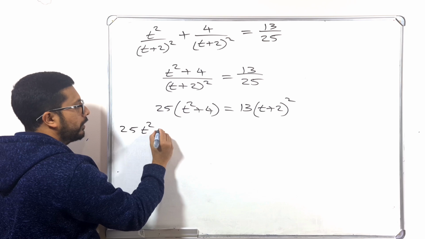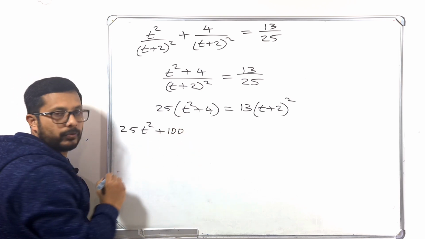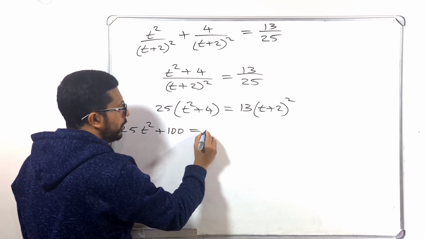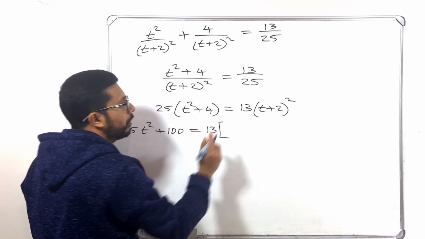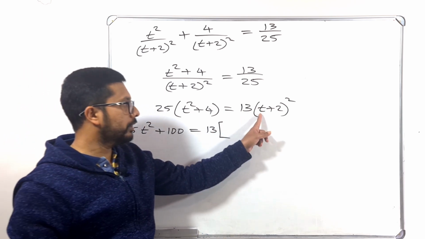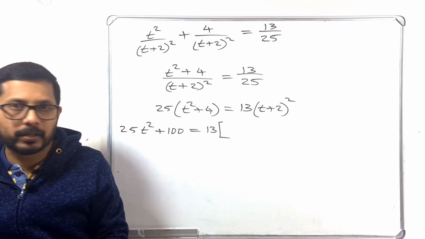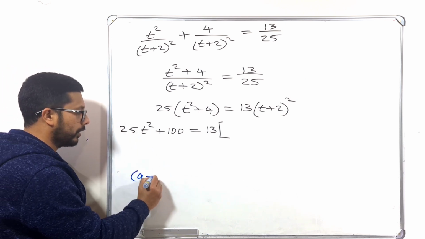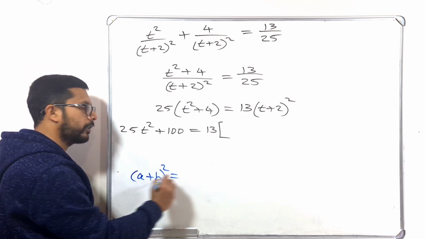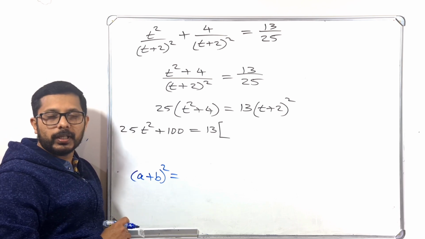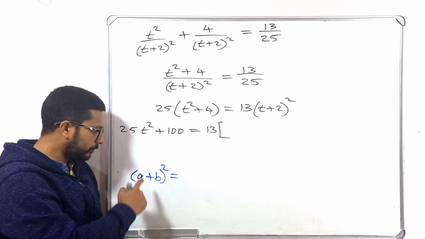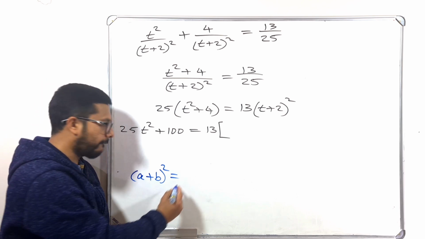25 times 4 is 100, is equal to 13 into, how can you expand this one? (t plus 2) the whole square. Is it not like (a plus b) the whole square? In grade 10 you studied an expression like this. What is the expansion of this one?